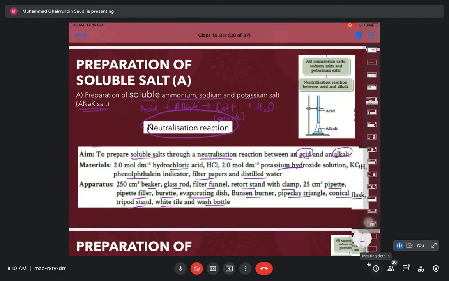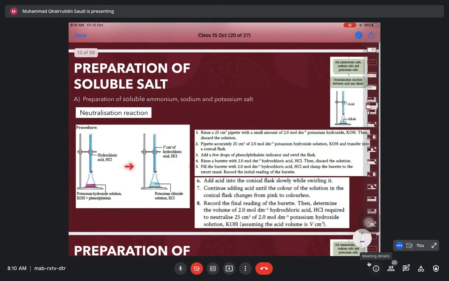So the preparation of soluble salt, the first one, benda yang sama macam titration methods. You rinse pipette dengan small amount of alkali, kemudian kita buang yang kita rinse tu, and then kita pipette 25 cm3 of potassium hydroxide solution dan transfer dalam conical flask. Kemudian kita add few drop of phenolphthalein. Kemudian kita swirl untuk jadikan warna dia uniform.